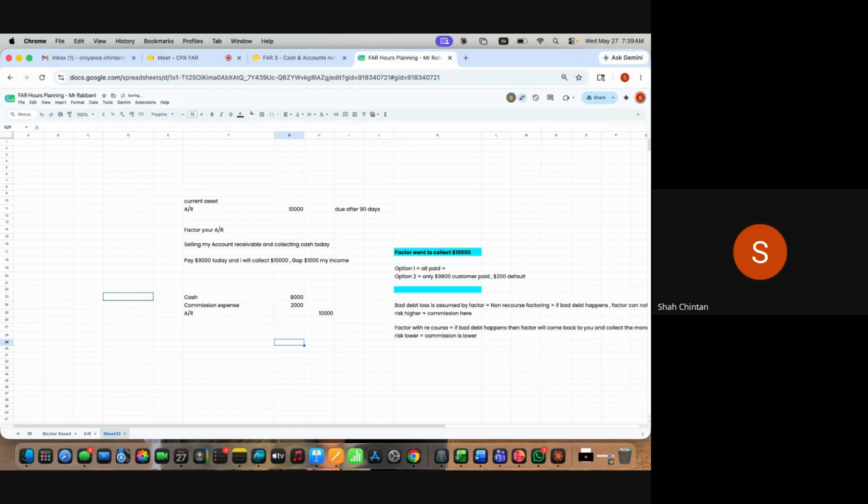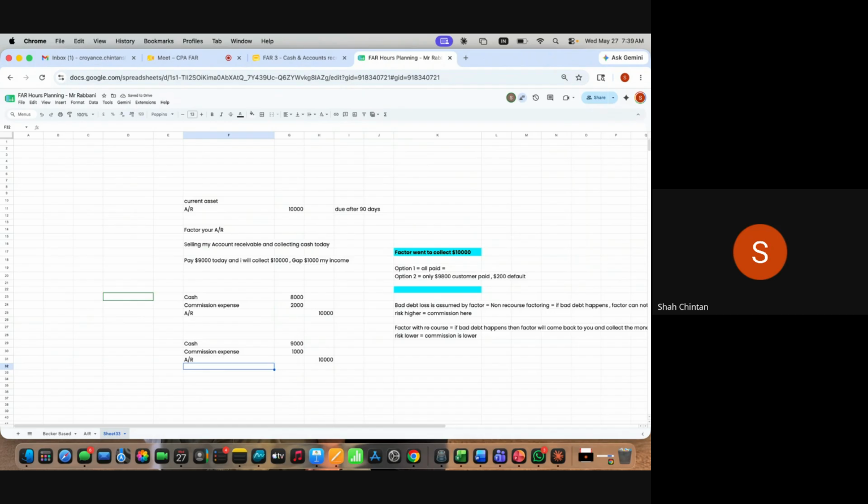Now let's say what happens कि आप गए आपके 10,000 के accounts receivable लेकर, and factor ने बोला I am going to do a with recourse. So we said, okay, commission आप कम करो. So what factor is saying, I'm giving you 9,000 cash. My commission expenses are $1,000 to my accounts receivable, which is $10,000.